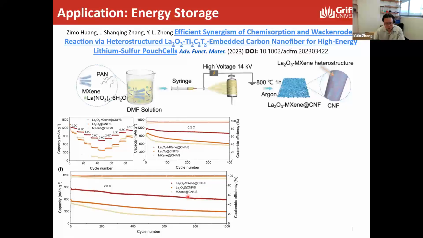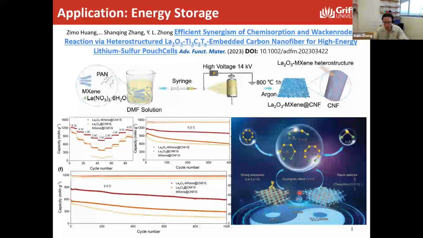This material shows to be pretty good in lithium sulfur batteries, in particular at 2 C. The decrease in capacity, I think, started from around 900, and after 1,000 cycles, you maintain above 600 milliamp hours per gram. So I think that's the key thing of this paper, making use of MXene and coupling it with lanthanum oxide to produce a synergistic effect in catalyzing the transformation of polysulfide, so to produce this catalytic effect.